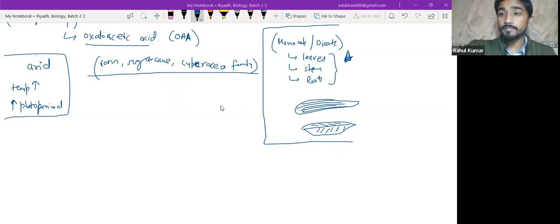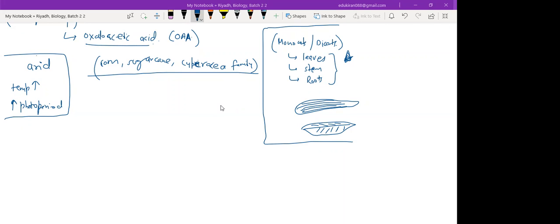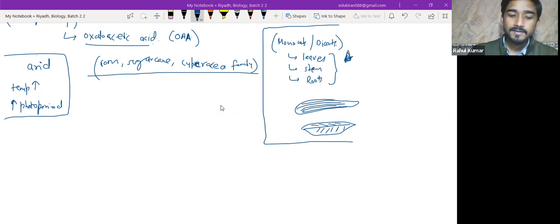If I go to Europe, then which kind of plants will do good? C3. Yes, right. Now do you understand it? So in arid conditions, we have more of C4 plants. Another thing that C4 plants do is they minimize photorespiration. What is photorespiration?